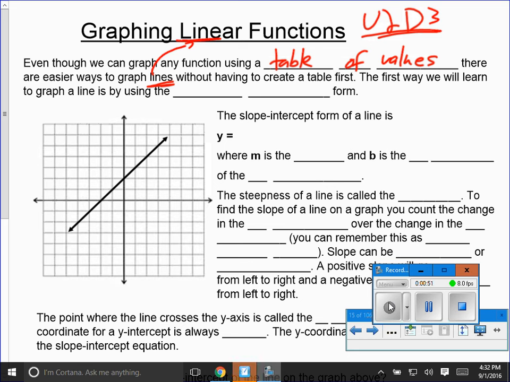The first way and the easiest way, which you've probably seen before in your Math 1 class, is using the slope-intercept form. The slope-intercept form of a line is an equation that looks like this: y equals mx plus b. In this equation, m is called the slope, and b is the y-coordinate of the y-intercept.